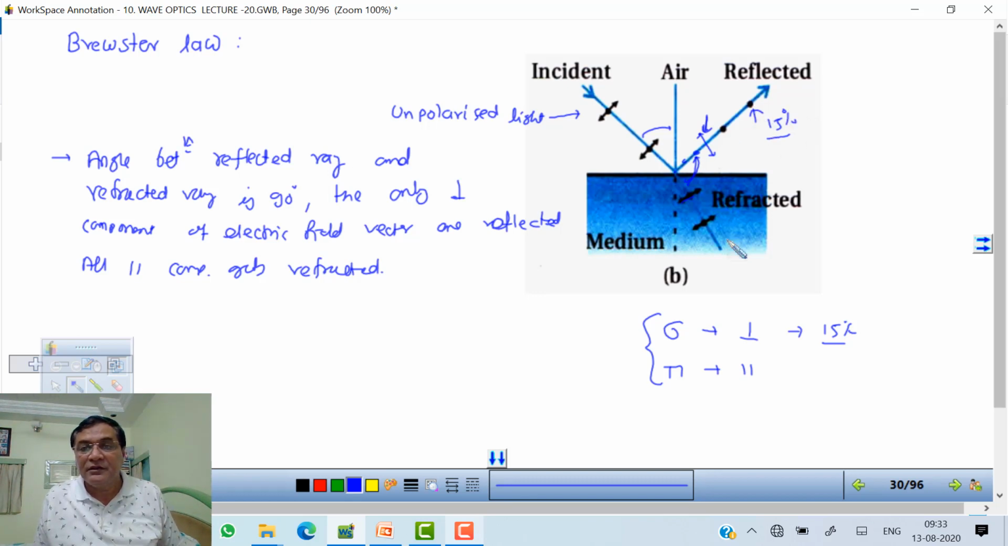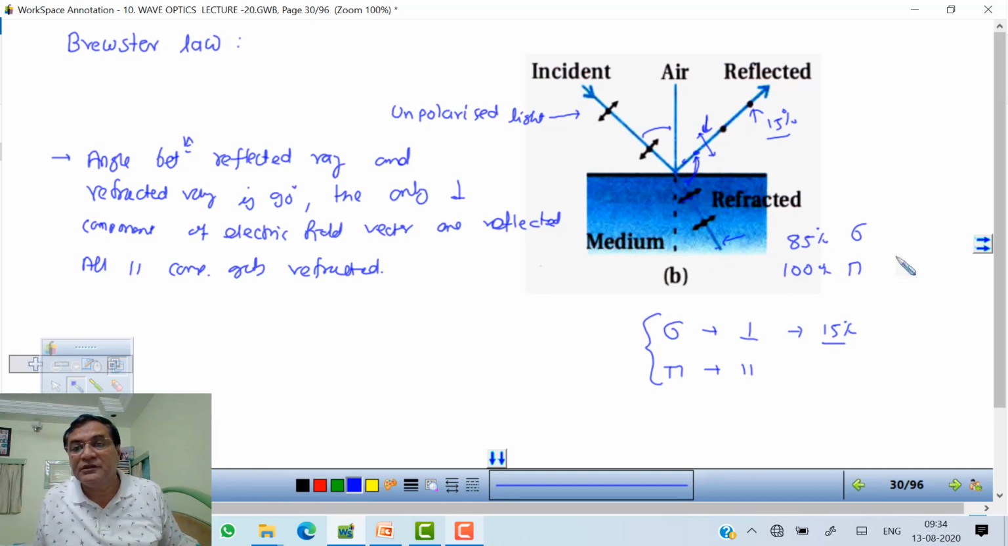15% are reflected. 85% will come here. Understand, 85% sigma and 100% pi. And 100% pi will come here, and 85%. So here the intensity is very high compared to this one. This intensity will be very low, but it will be polarized. 100% pi component will not come.